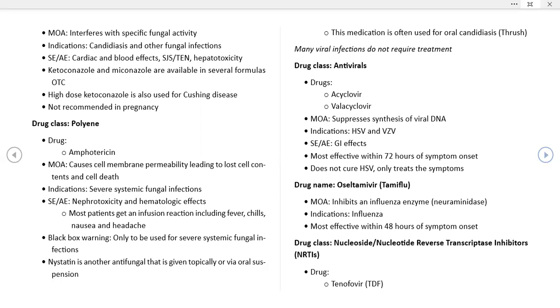We do have another drug that's called an antiviral, and that is oseltamivir, which is Tamiflu. This is a prescription medication. It's given for influenza, just like the other ones. This only works within 48 hours of symptom onset. After that, it really doesn't do anything, which is why we really don't use this a whole lot.